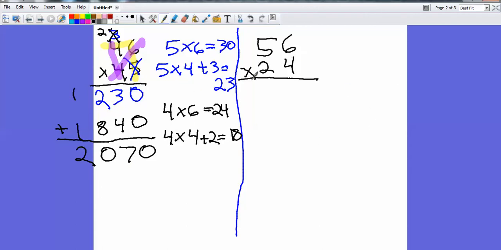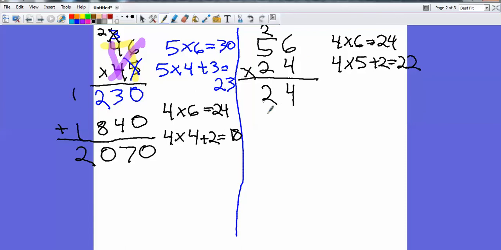I'm not going to do the highlighting. So we're going to start off by taking 4 times 6, which equals 24. So my 4 goes underneath the 1 spot, and the 2 for the 20 goes above the 10 spot. And the next part is 4 times 5 plus 2, and that equals 22. So I've got my first 2 goes under my tens, and then my second 2 will go under where the 100 spot would be. And then we are all done with multiplying by the ones.